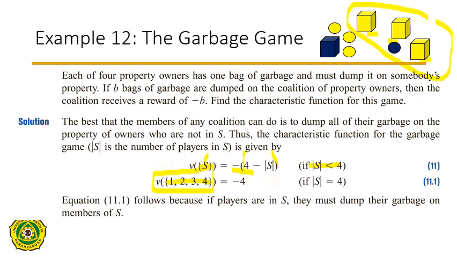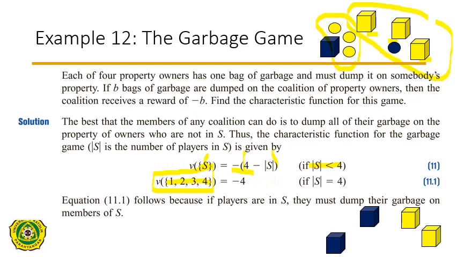On the other hand, the coalition of the blue property owner, just by itself, will receive minus of 4 minus 1, so that is 3, and so it will receive the reward of -3. Okay, because it receives 3 bags of garbage from the yellow coalition.